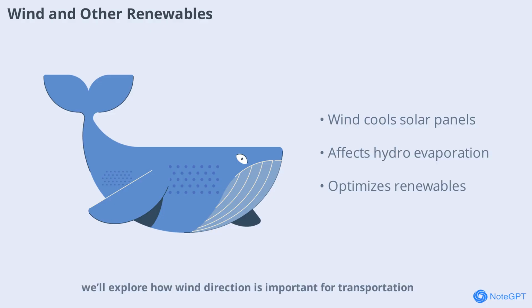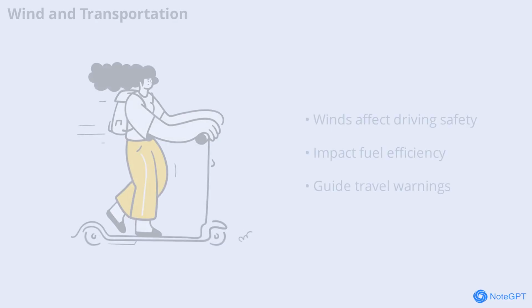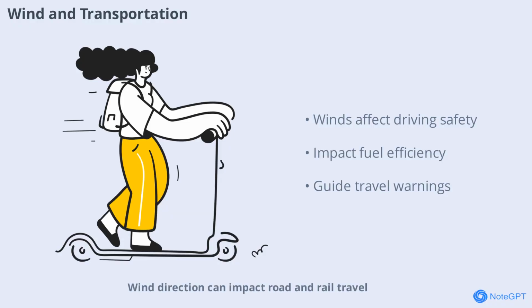Next, we'll explore how wind direction is important for transportation, including road and rail travel. Wind direction can impact road and rail travel, especially for high-profile vehicles like trucks and trains. Strong crosswinds can make driving hazardous and affect fuel efficiency. Transportation agencies monitor wind conditions to issue warnings and adjust schedules. Understanding wind direction helps keep travelers safe and goods moving efficiently.